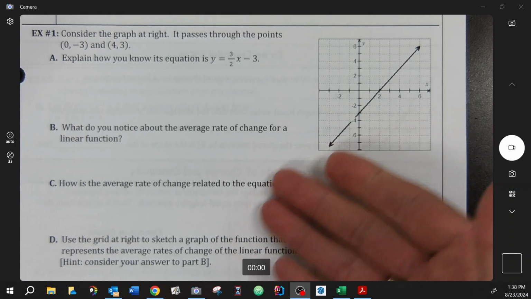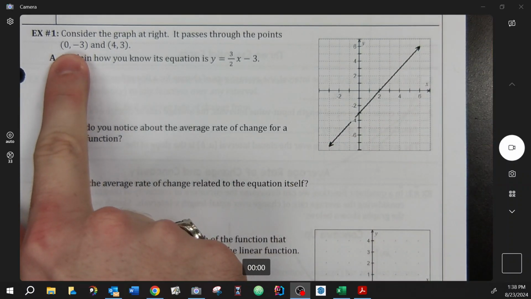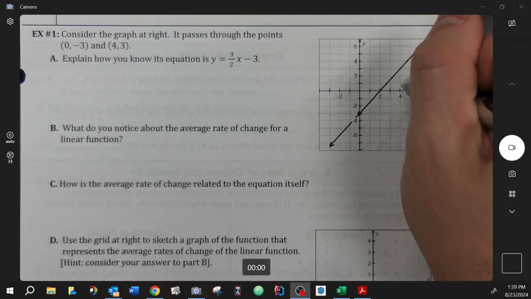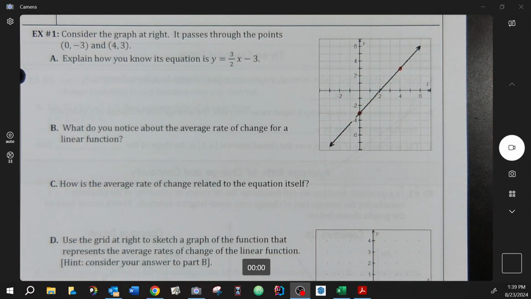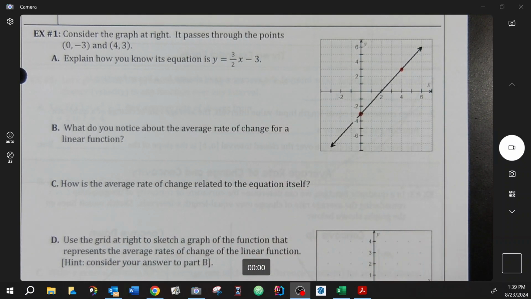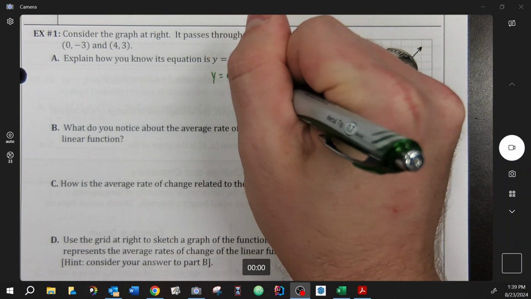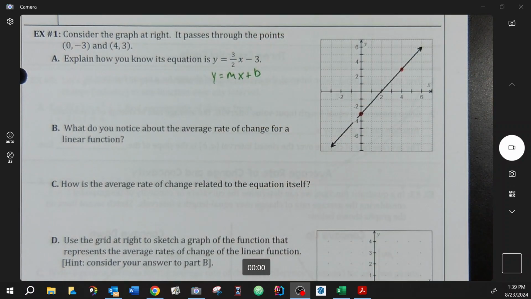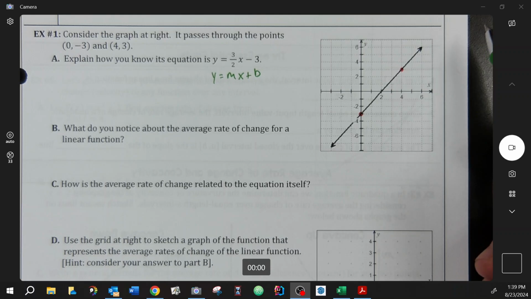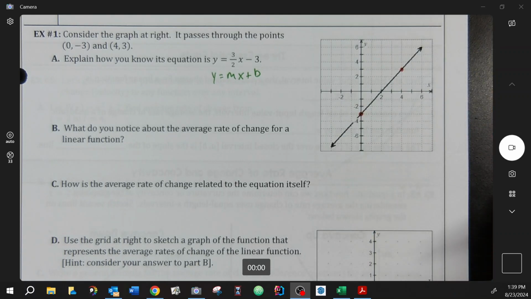Here we have some linear equation. It passes through (0, -3) and (4, 3). I'm just going to color in the 2 dots in question. We've been instructed to explain how we know that this is the equation. This equation is in slope-intercept form, y equals mx plus b. We can see that our graph has a y-intercept at -3.